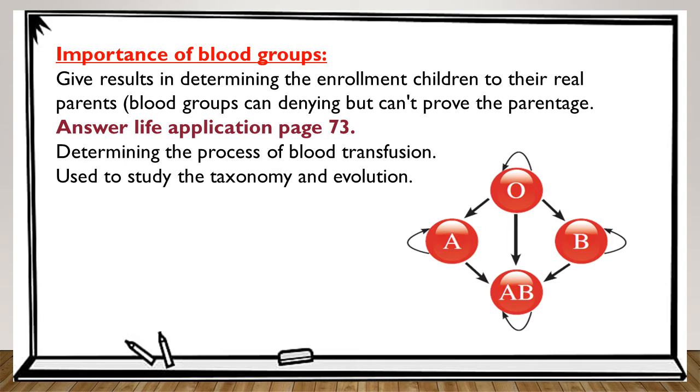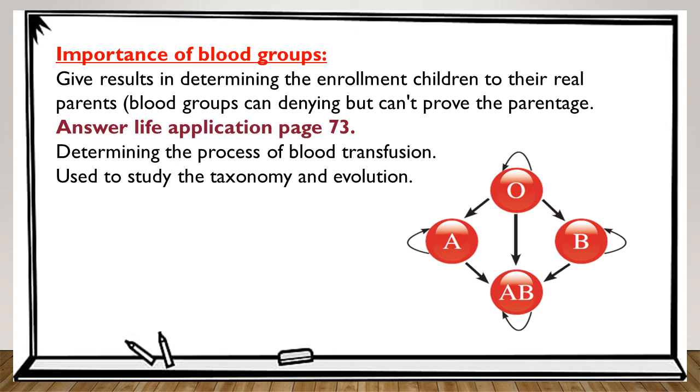Number 2, from the importance of the blood groups, it determines the process of blood transfusion. So, the blood group character cannot be neglected before the blood transfusion process. It's very important to know the blood group of the donor and the blood group of the receiver. If it is compatible, the donor can give the blood to the receiver. But if they are not compatible, the donor cannot give the blood to the receiver.